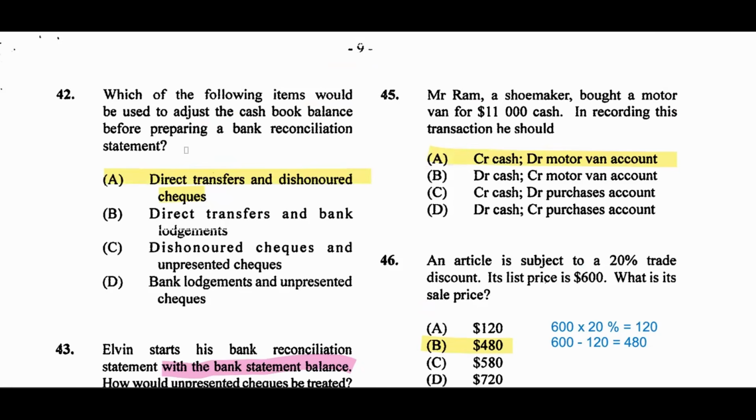Moving on to question 45. Mr. Ramos Shoemaker bought a motor van for 11,000 cash. In recording this transaction, he should debit the motor van, credit cash, A.